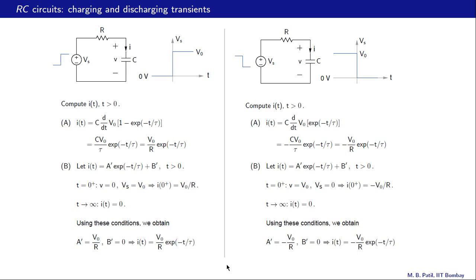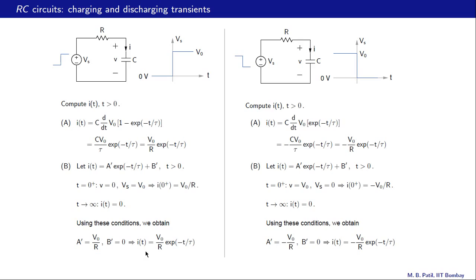Let us now compare the charging and discharging transients. In particular, let us look at the currents. In the charging case, the current is given by V0 by R e raised to minus t by tau, and in the discharging case, the current is given by minus V0 by R e raised to minus t by tau. So in the charging case, this current is always positive for t greater than 0, and in the discharging case, the current is always negative for t greater than 0. And that is exactly what we would expect.